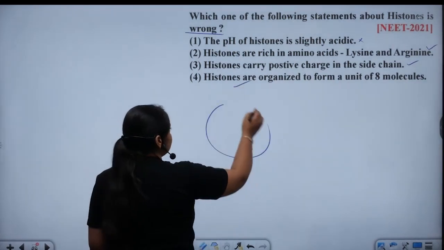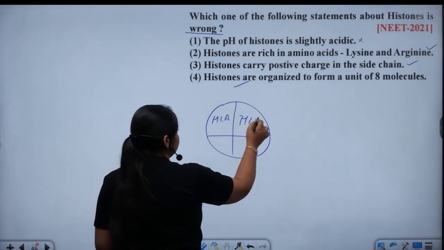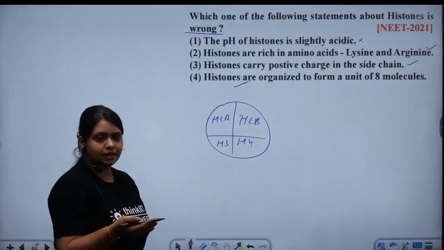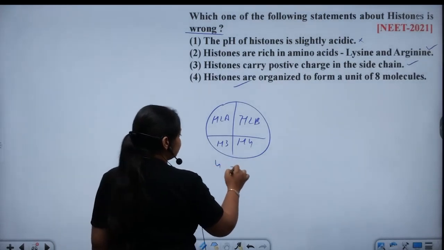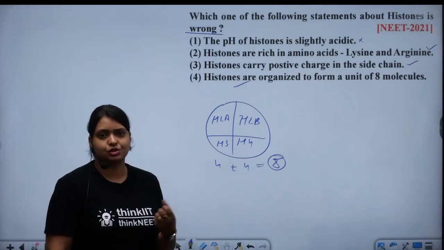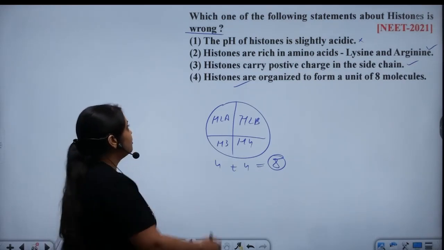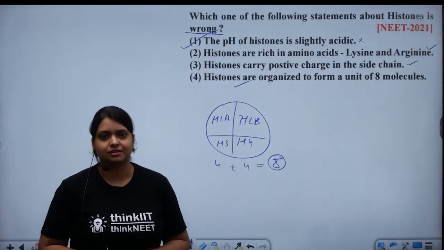You have seen that H2A, H2B, H3 and H4, two units are there. 4 this side, 4 on the back side. So 4 here plus 4 on the back side, total forming 8 molecules. That is the octamer structure it is forming. So the statement regarding histone which is incorrect is your first option and is the correct answer for this question. Thank you.